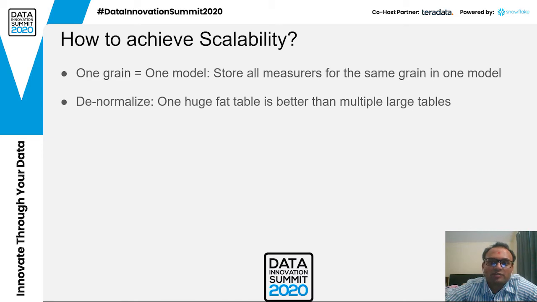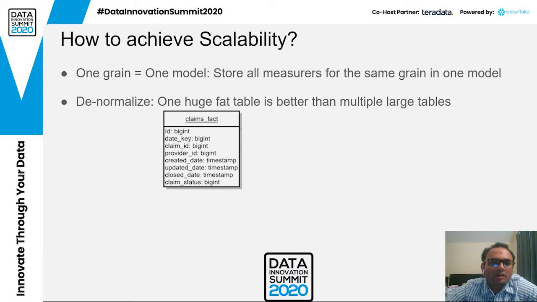One huge fact table is definitely better than multiple large tables. This is to avoid big joins with big data models. And here's an example of a design for a medical provider who uses electronic health records and practice management applications to deal with normal day-to-day operation. And from this slide on, we'll use this example to showcase the design of big data models.